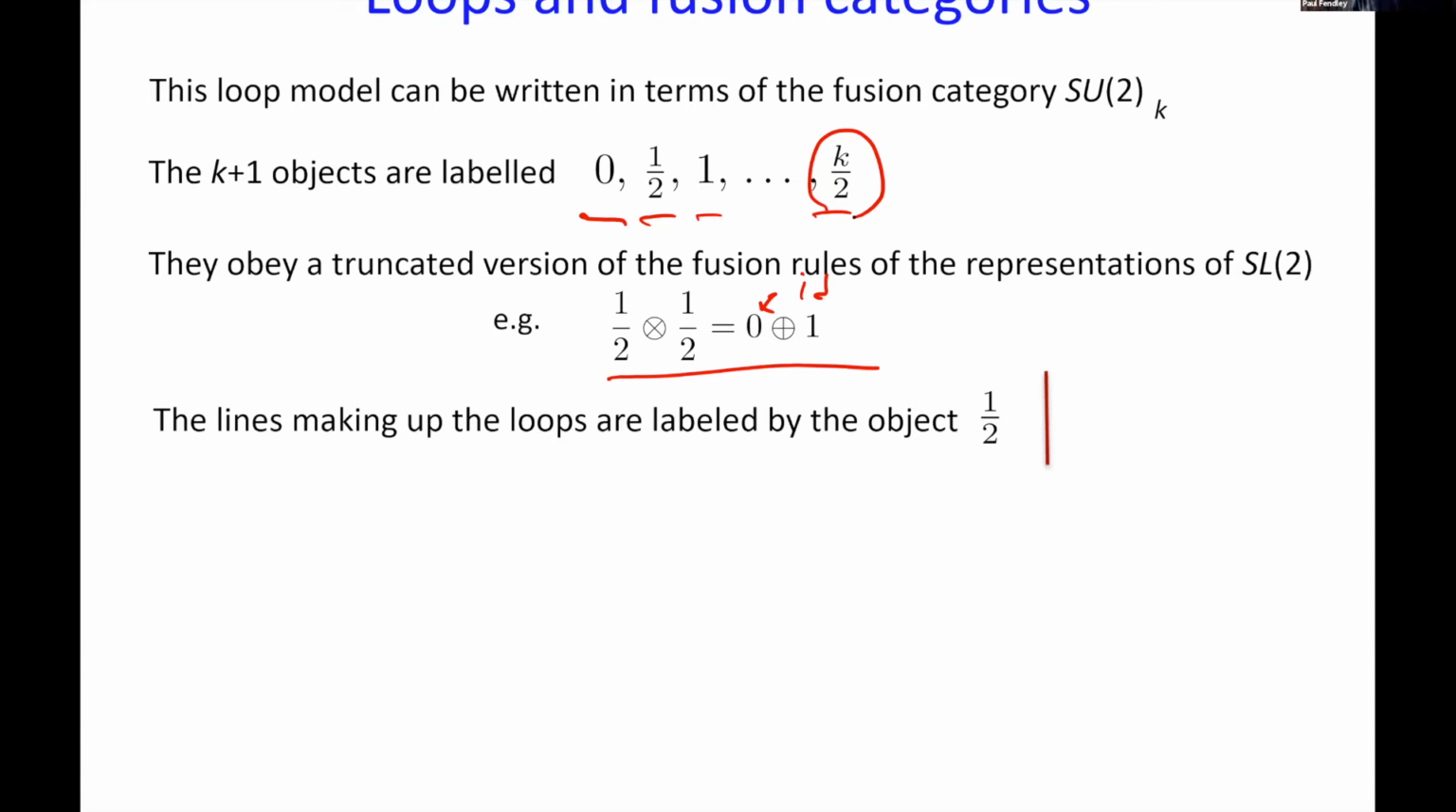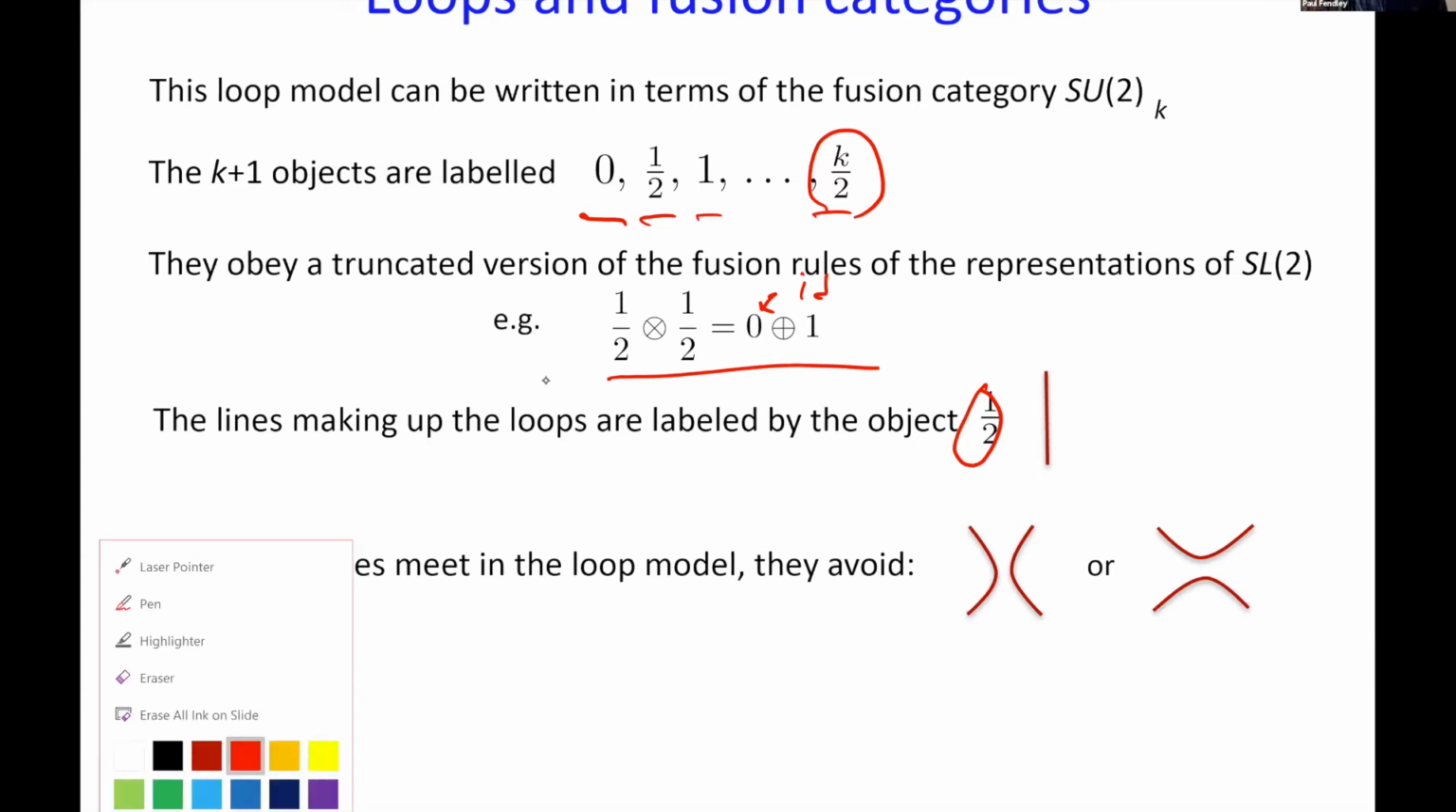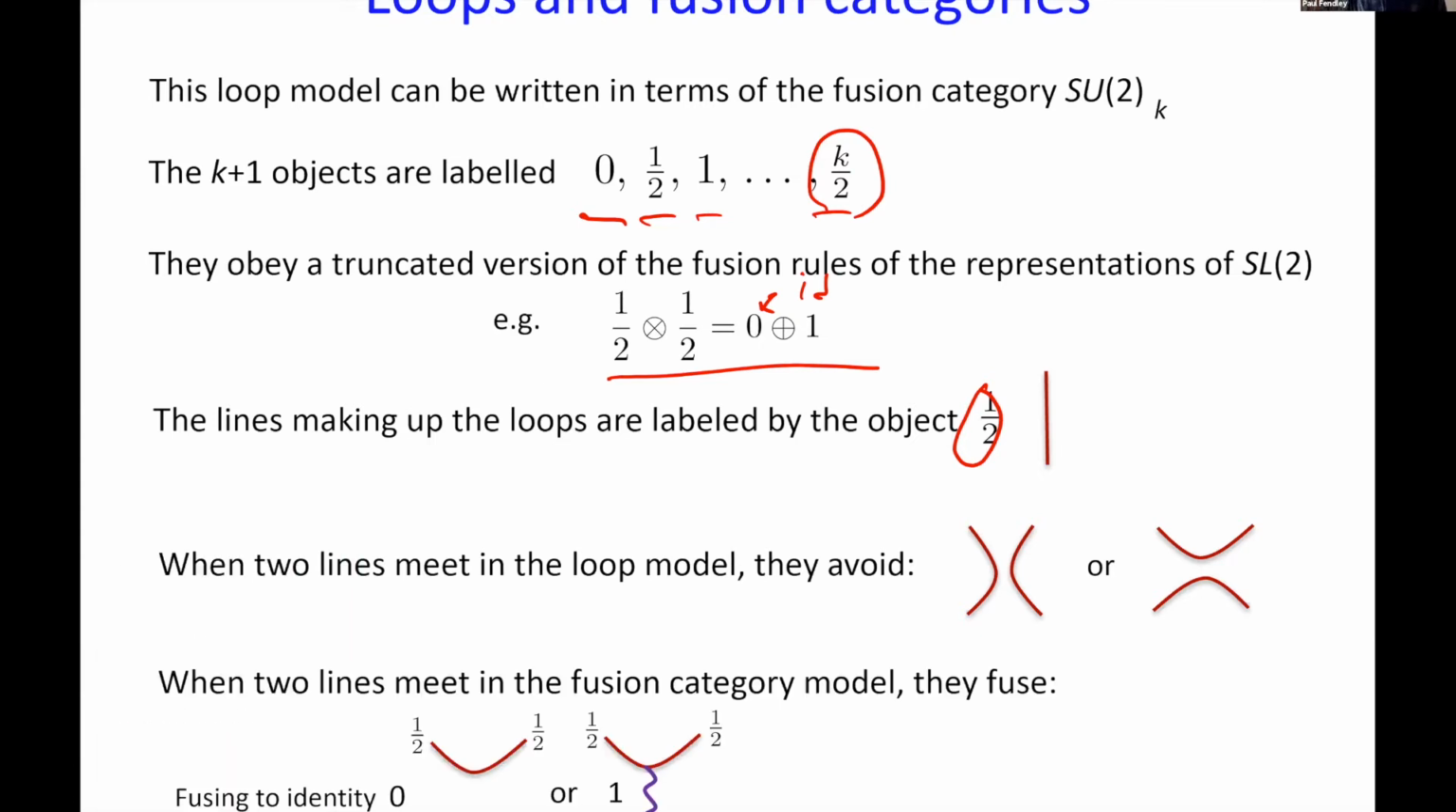And okay, so now I'm going to do the picture. The lines making up the loops in my picture will be labeled by this object 1/2. And then when two lines in the loop model meet, what I told you above, they avoid, either vertical avoidance or horizontal avoidance. Now in the category though, because I've got this relation here, oops, sorry. Now let's go back.